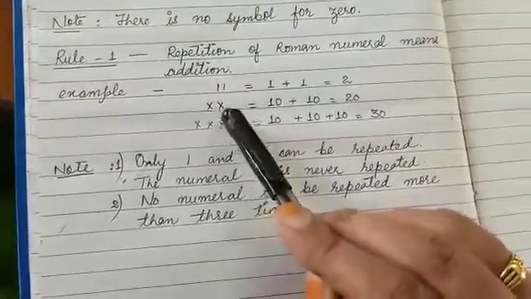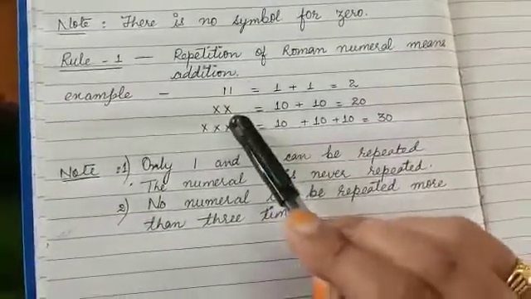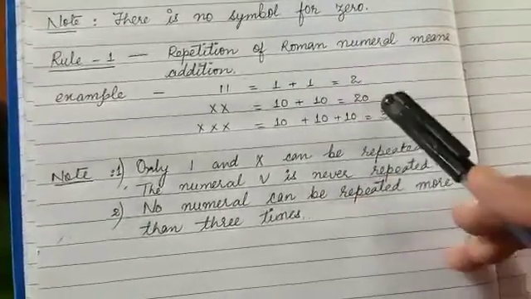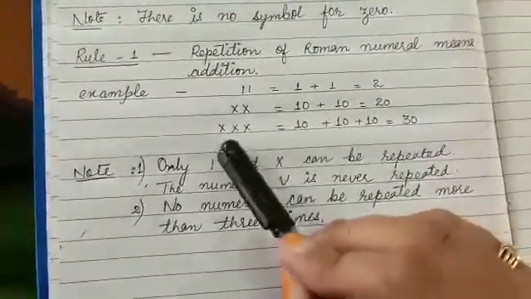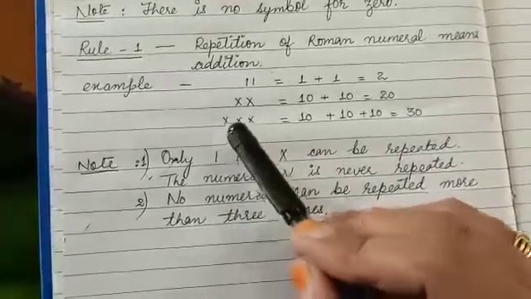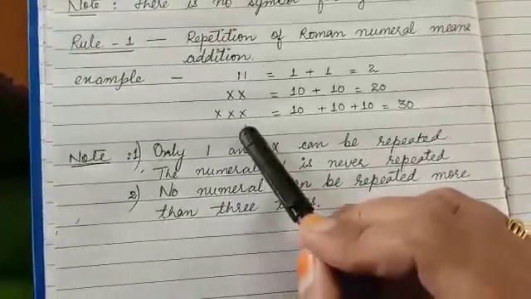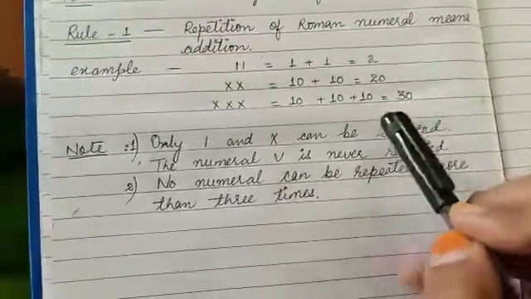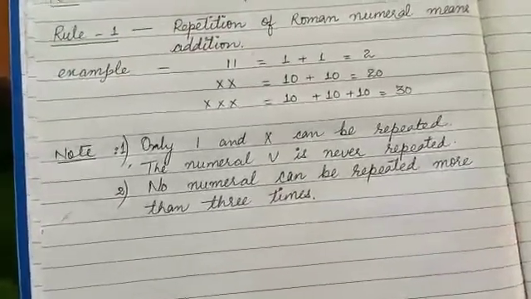Similarly, X and X. X represents 10. That means 10 plus 10 is equal to 20. In the third example, I have written X, X and X, triple X. That is 10 plus 10 plus 10 is equal to 30.